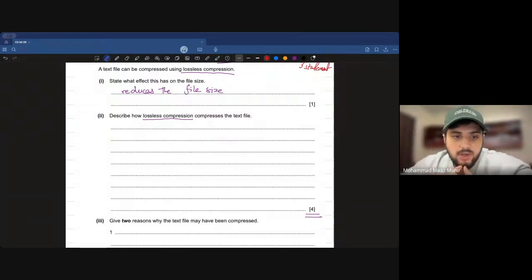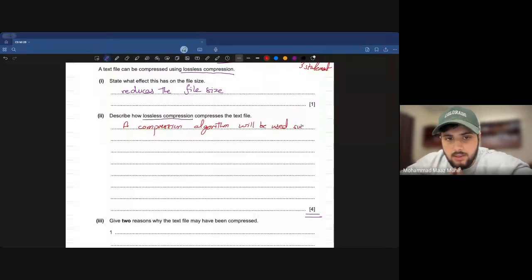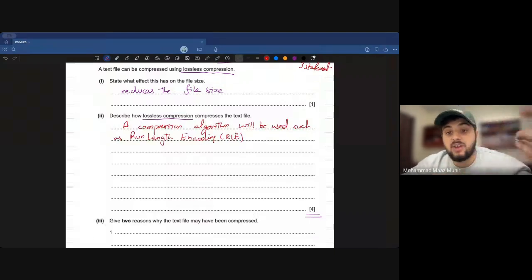So first of all, we're going to be writing how a compression algorithm will be used. A compression algorithm will be used, such as run length encoding. Now, this exactly makes up with the point which I was discussing last night, that run length encoding is one method or one algorithm which lossless compression uses. So you might have other methods, maybe WinRAR and all those other things you might be using. So it is not that there is only RLE, right?